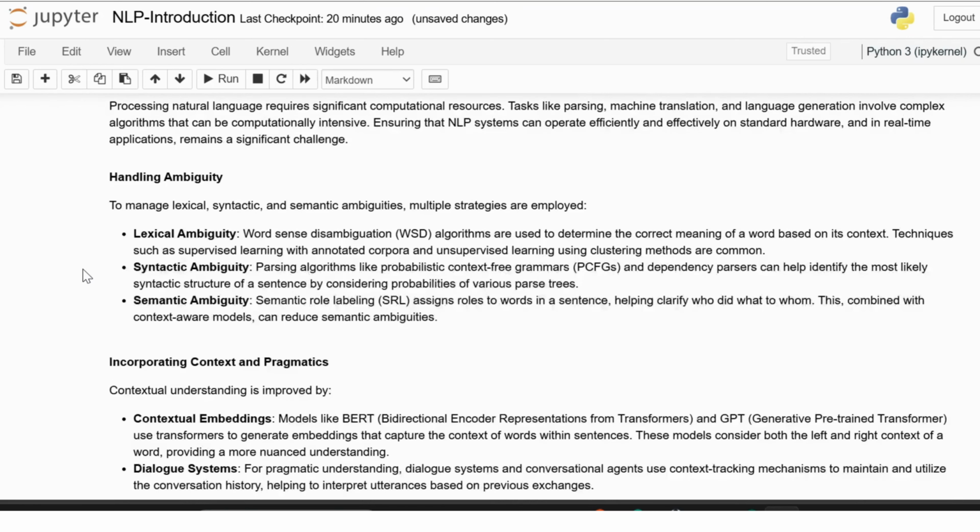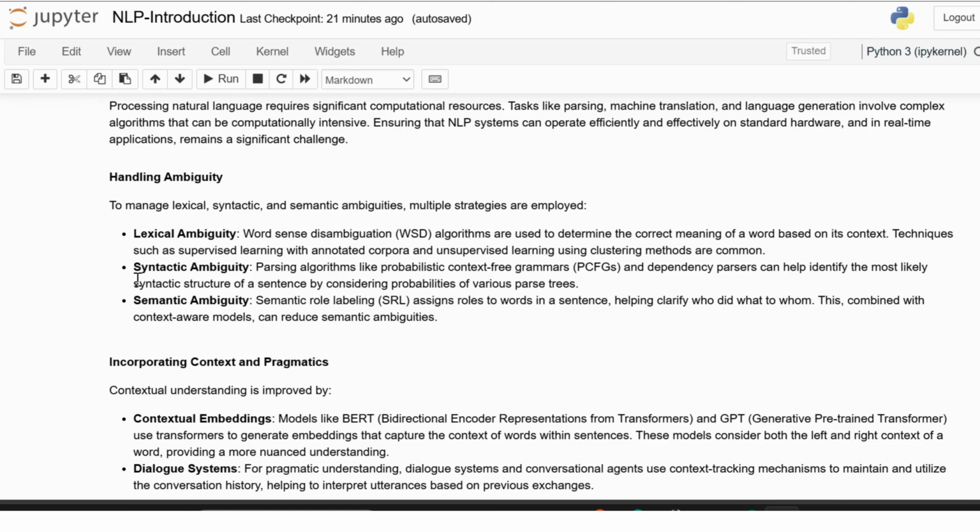So, to handle the ambiguity challenge, you need to manage the lexical, syntactic, and semantic ambiguities. Multiple strategies are employed. For lexical ambiguity, word sense disambiguation, WSD, algorithms are used to determine the correct meaning of a word based on its context. Techniques such as supervised learning with annotated corpora and unsupervised learning using clustering methods are common.